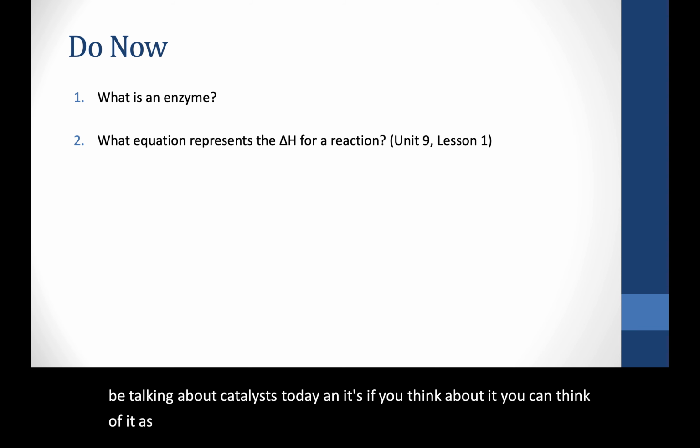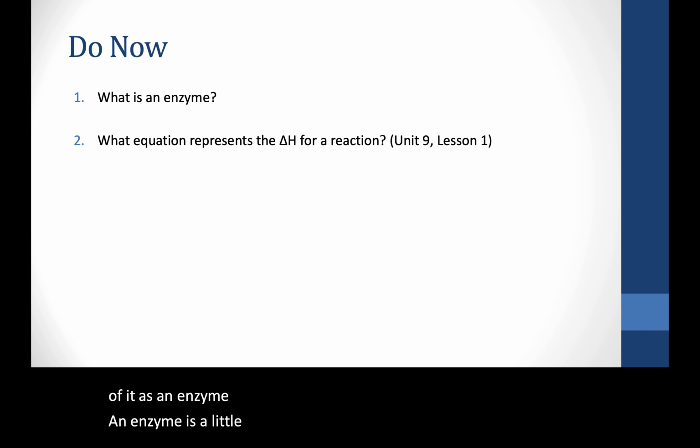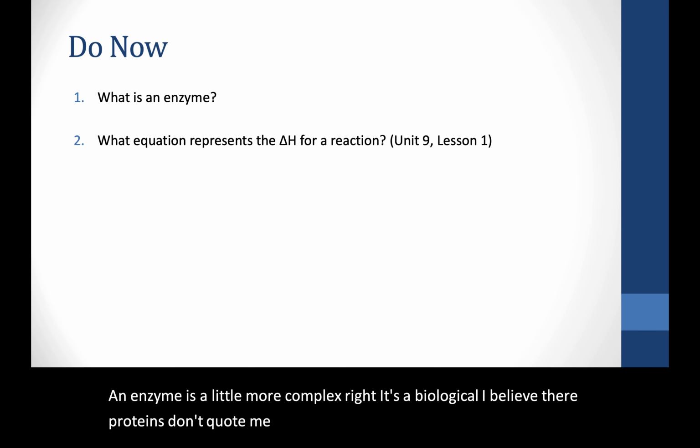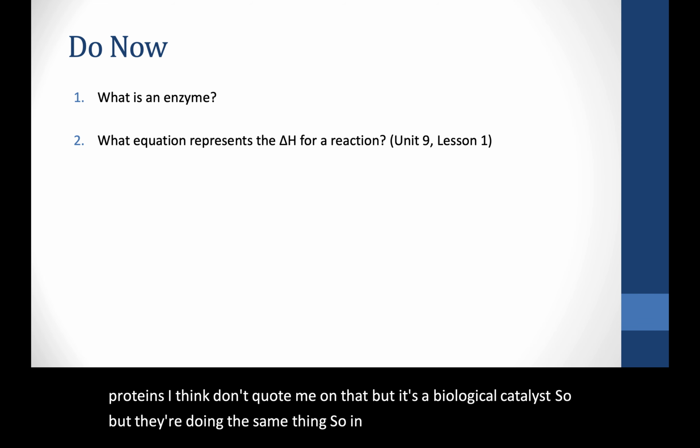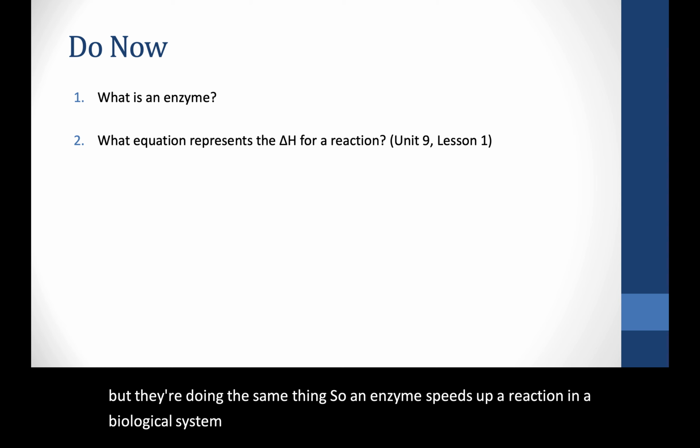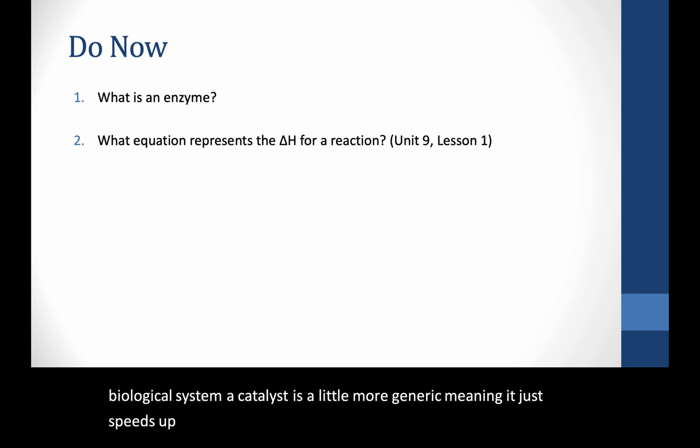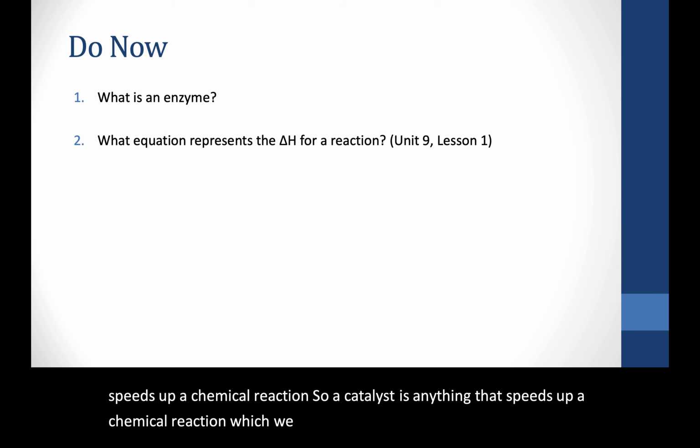An enzyme is a little more complex. It's biological. I believe they're proteins. I think. Don't quote me on that. But it's a biological catalyst, and they're doing the same thing. So an enzyme speeds up a reaction in a biological system. A catalyst is a little more generic, meaning it speeds up a chemical reaction. So a catalyst is anything that speeds up a chemical reaction, which we will talk about soon.